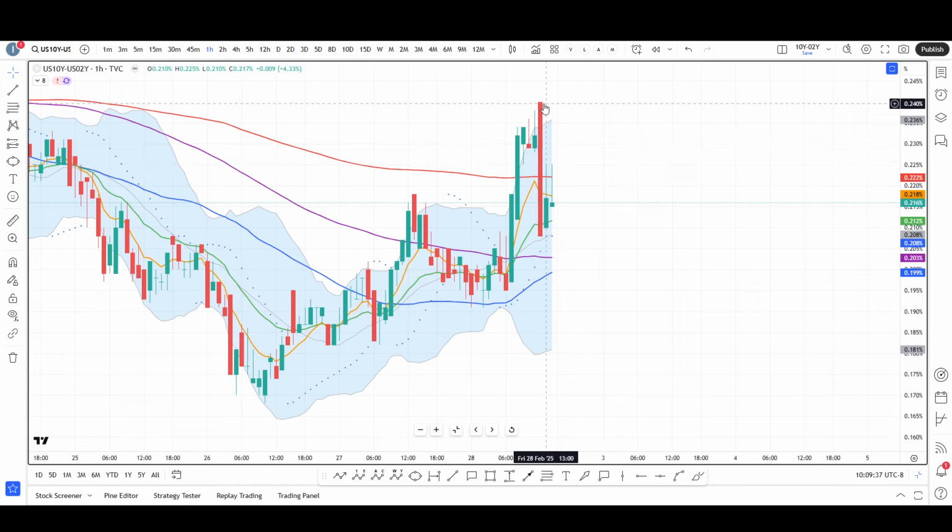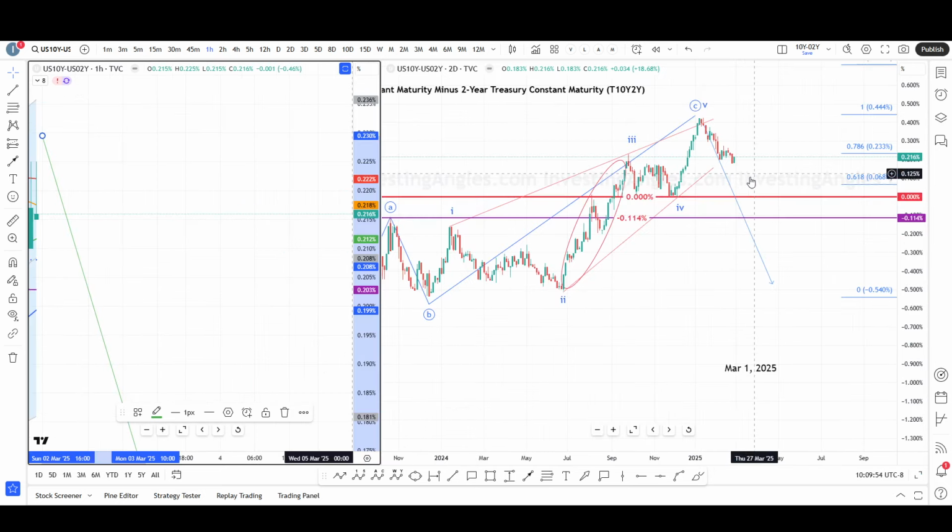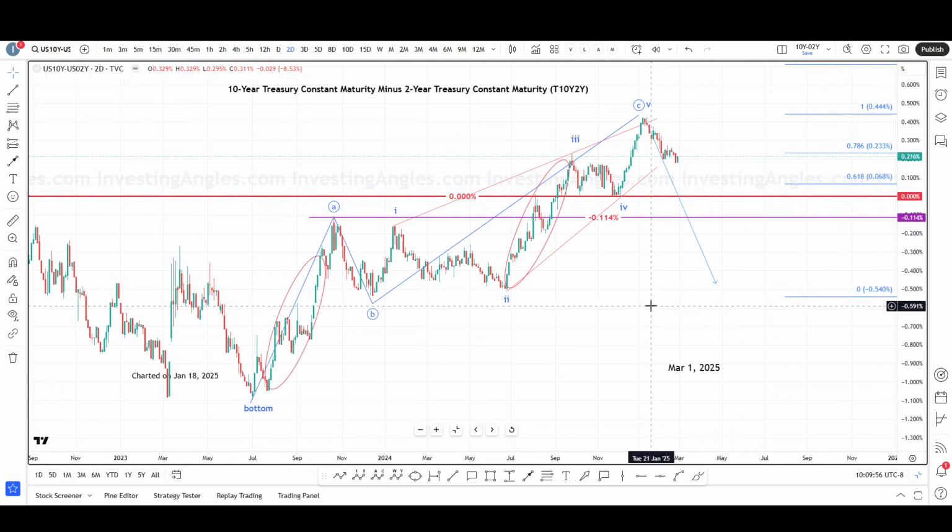Now the chances are that this is a bearish consolidation wave, and we will be looking for a move down here, something like this. And obviously we would be looking for a lower low here. And this is the chart that we've been tracking for a while. The very important level is obviously 0 and minus 0.114. This would be a critical level.